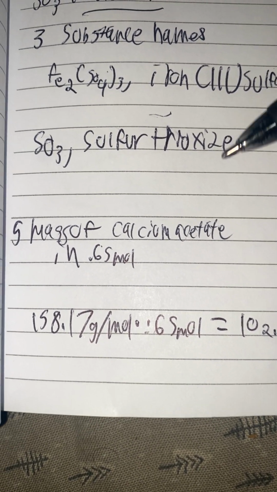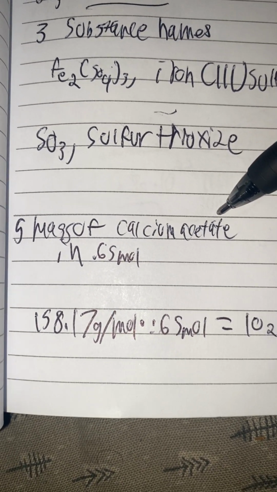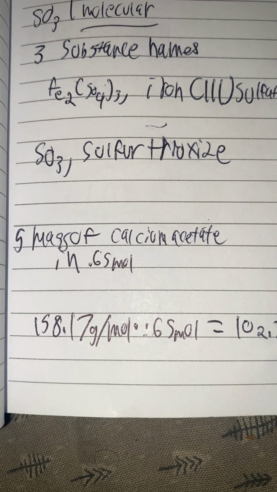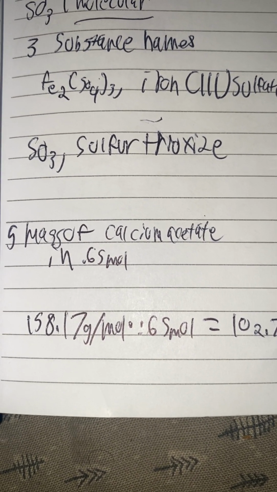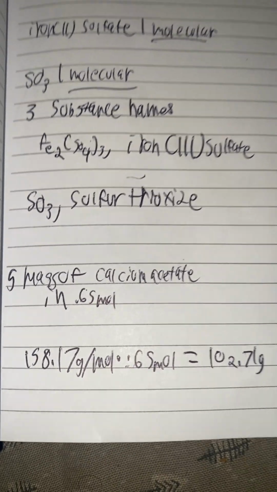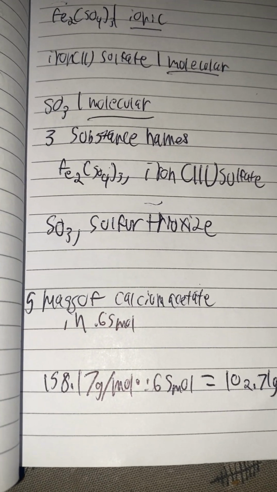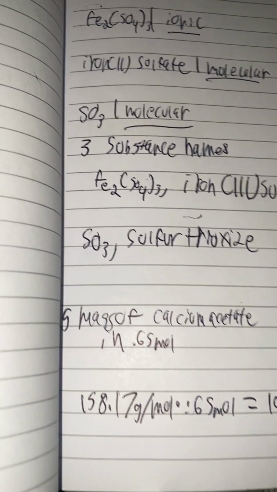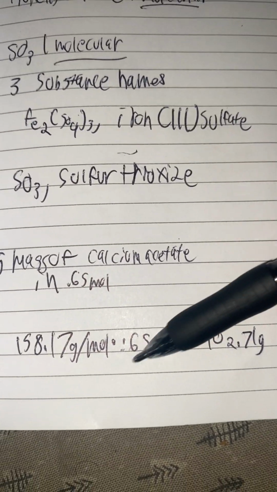Now I'm going to be moving over to the mass of calcium acetate in 0.65 mole. So first I found the molar mass of calcium acetate, which is 158.17 grams per mole. I'm pretty sure this was searching for the mass present in 0.65 mole.